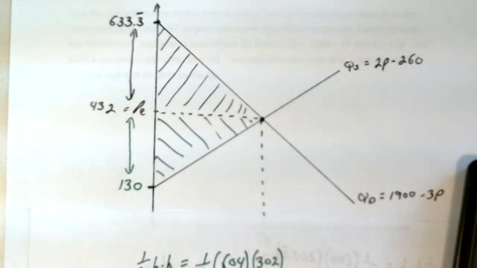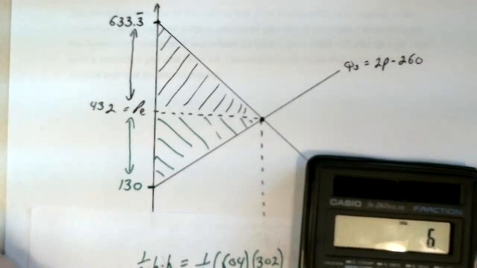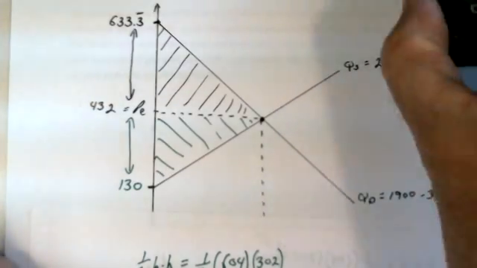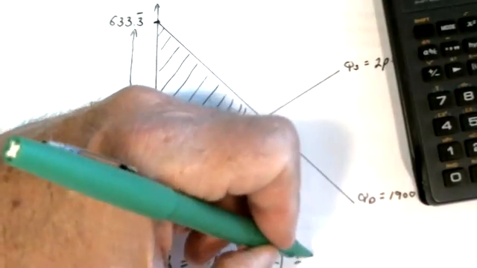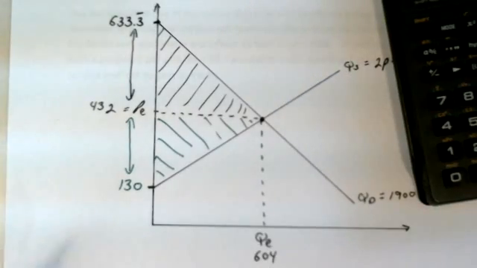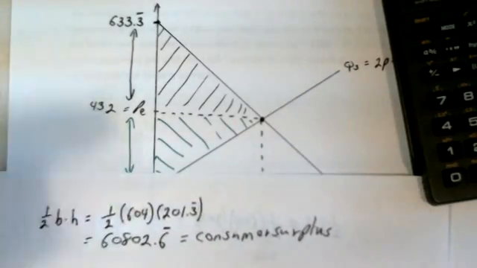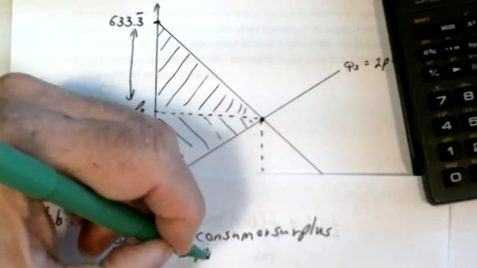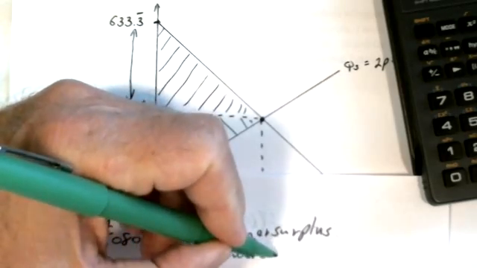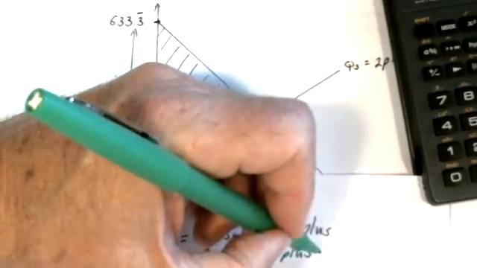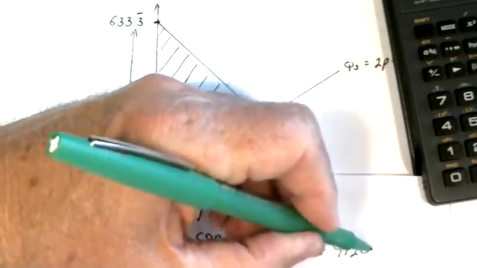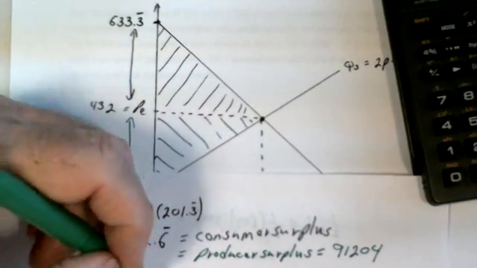So producer surplus would be 302 times 604 times 0.5. So I get 91204. Okay? So I'm going to make a note of that right here. Producer surplus is 91204.